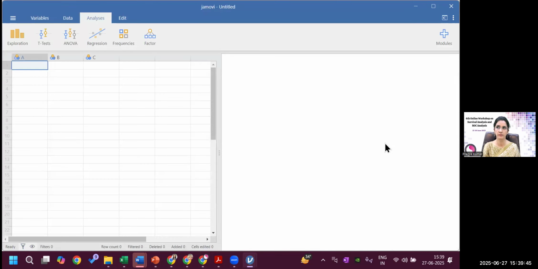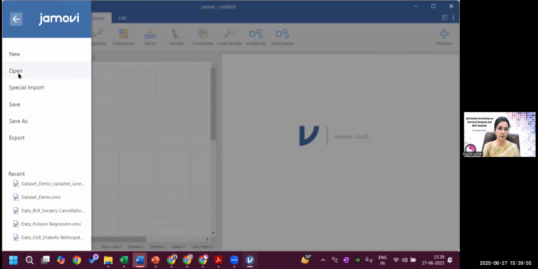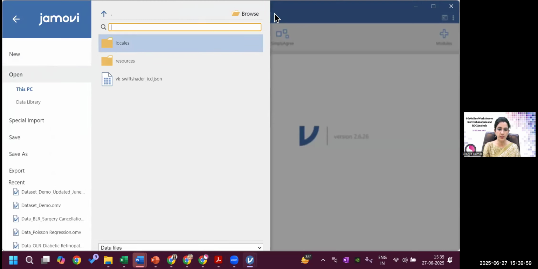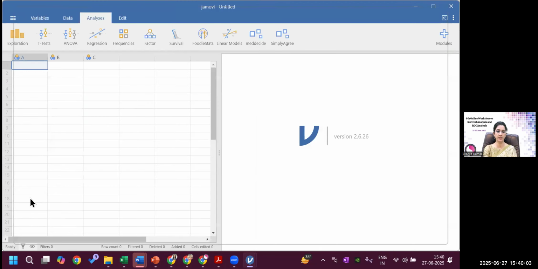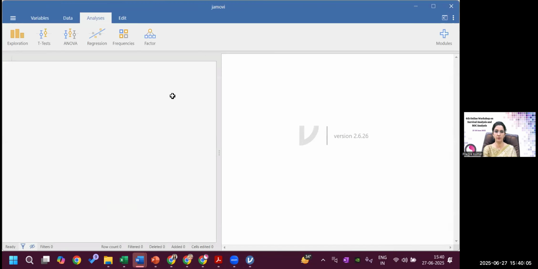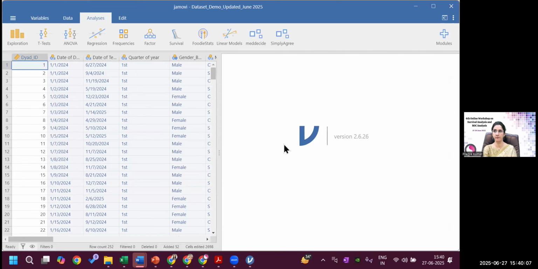So this is JAMOVI. You can just check the version. It is writing like 2.6.26. Now to open the data, how to open that? Go to new, click on open, and then you can browse from here. But since I have already opened this data set, I can click from the left side menu and this data will be opened on my JAMOVI interface.